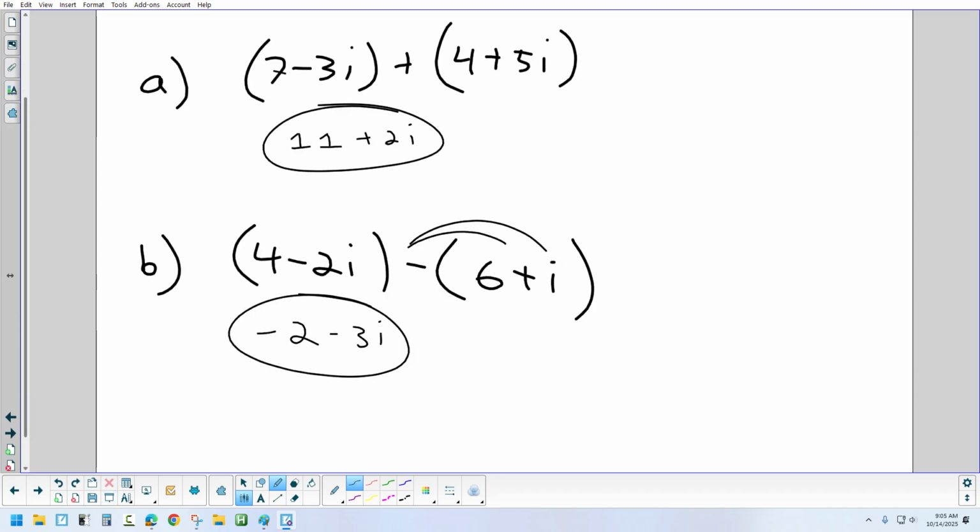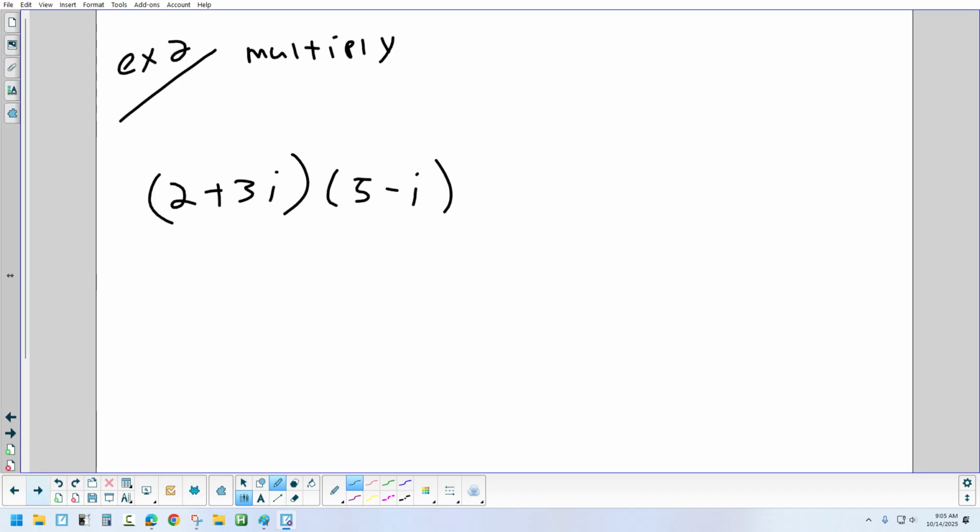Okay. So next step, multiplying. When we're multiplying, that's a double distributive property, or FOIL. You're going to treat that just like you would do a problem like this. And I asked you to FOIL it. Okay, so let's distribute that out. 2 times 5 is going to give me 10. What's -2i plus 15i? Yep. Would be 13i.